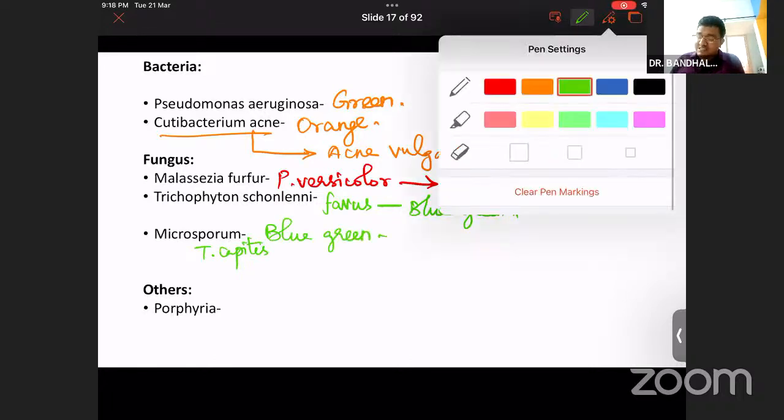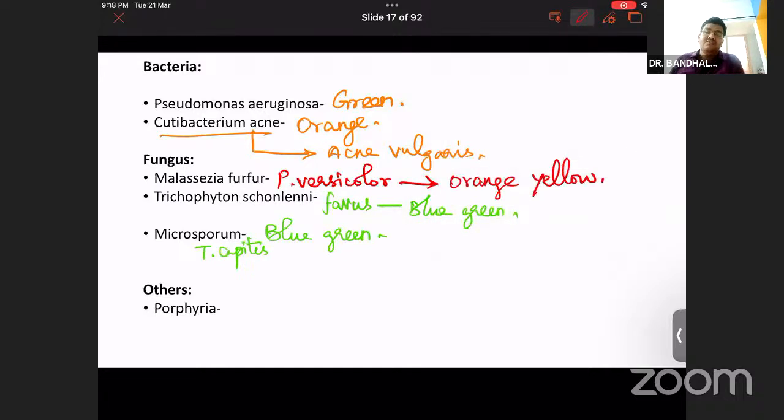Apart from infections, one of the conditions which is inherited is porphyria, which is related to heme synthesis defects, like porphyria cutanea tarda and congenital erythropoietic porphyria. Those are characterized by red fluorescence, especially if you take a urine sample, it will be red, and the teeth, that is known as erythrodontia.